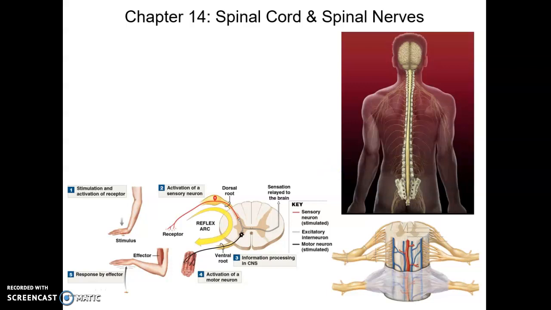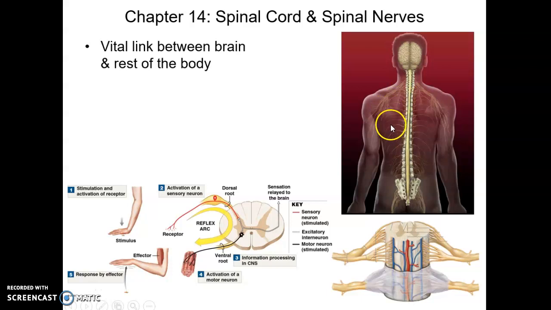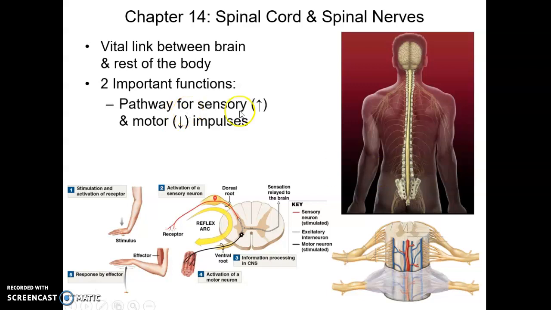Okay, chapter 14, the spinal cord and the spinal nerves. So the spinal cord and the associated spinal nerves are an important link between the brain and the rest of the body. Two basic important functions: pathway for sensory and motor inputs.